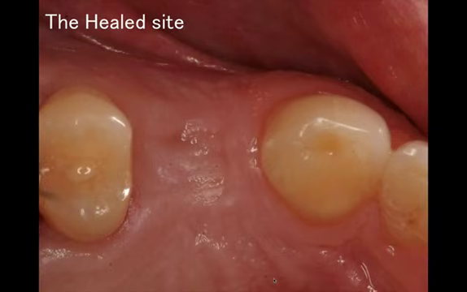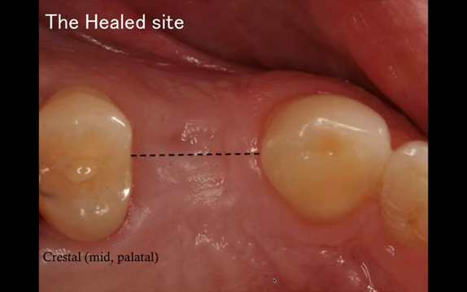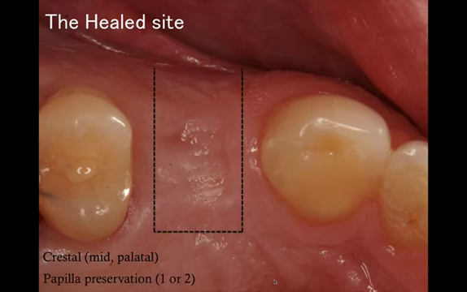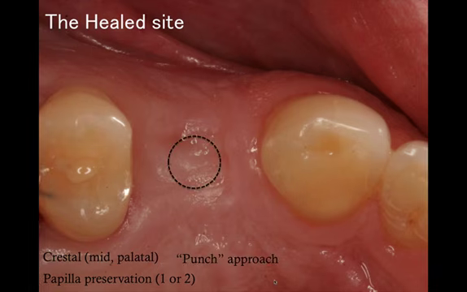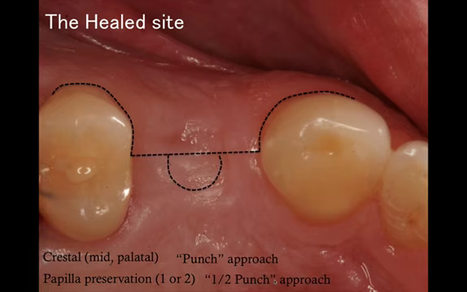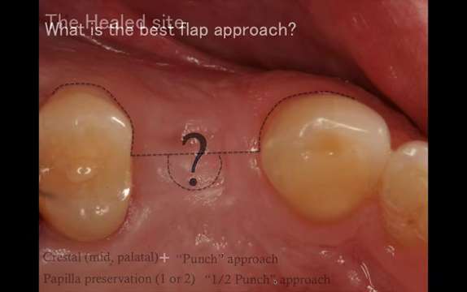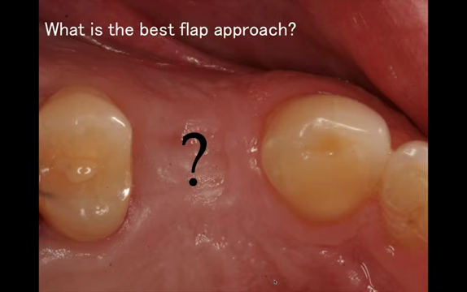So when we talk about flap designs, we are dealing mostly with the healed site, where you have some options. You can choose between reflecting a buccal flap and a palatal flap in this case, or you can choose a crestal incision that is more to the palate. Now, you can also preserve the papilla on both sides or one side alone, or go with a punch approach, and also a variation that is called the half punch approach that I'm going to describe later on. So we have some options in terms of our flap designs. And really, what is the best approach?